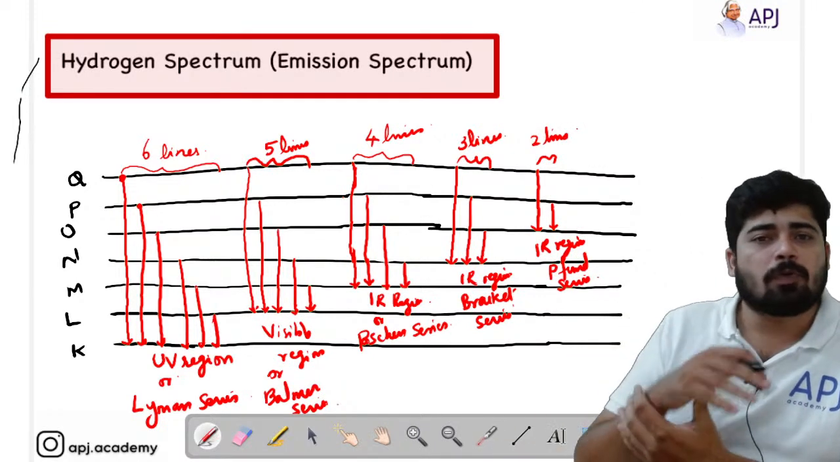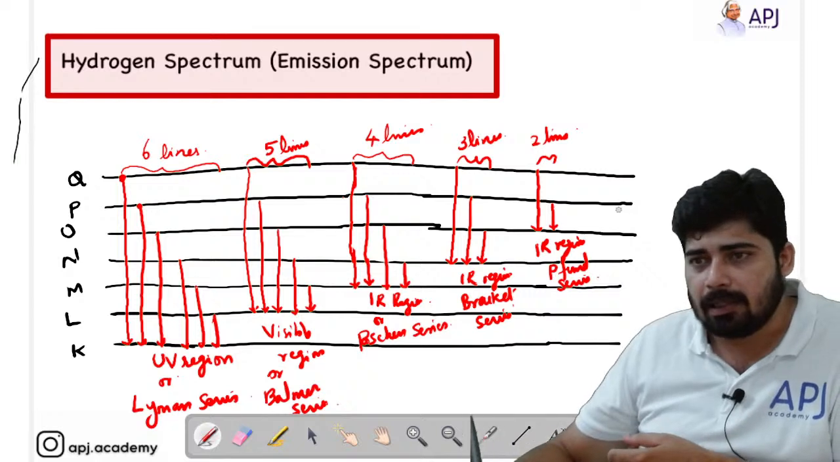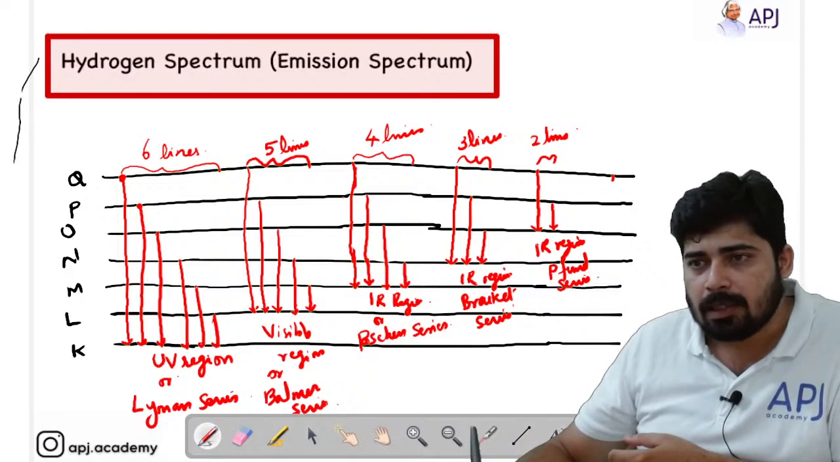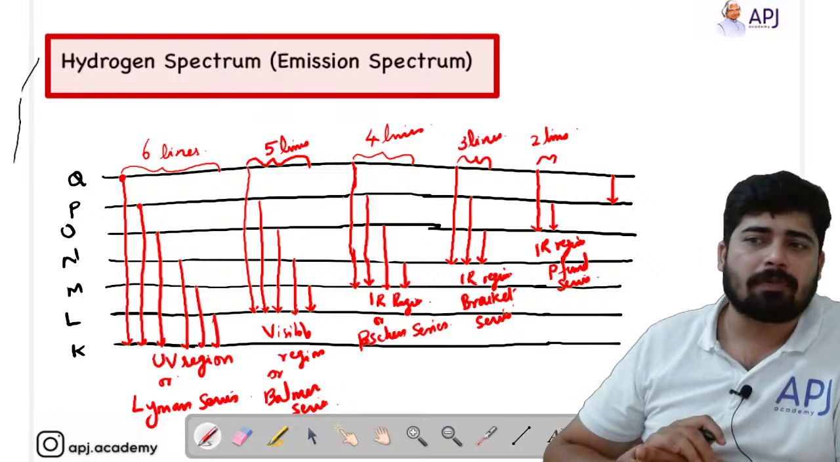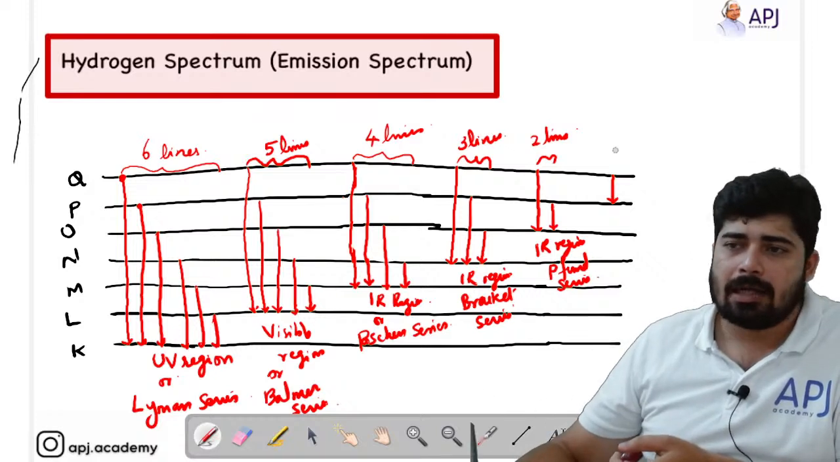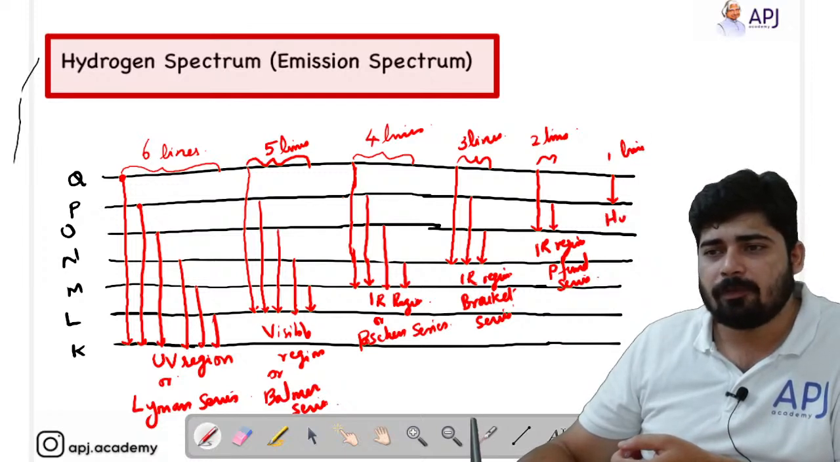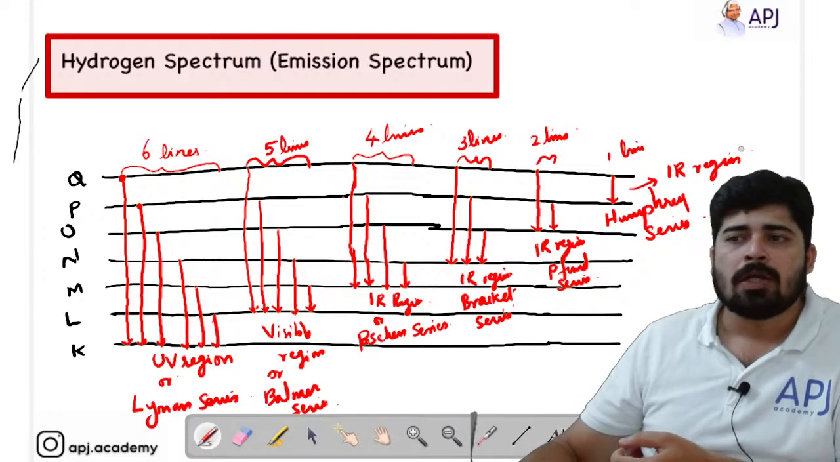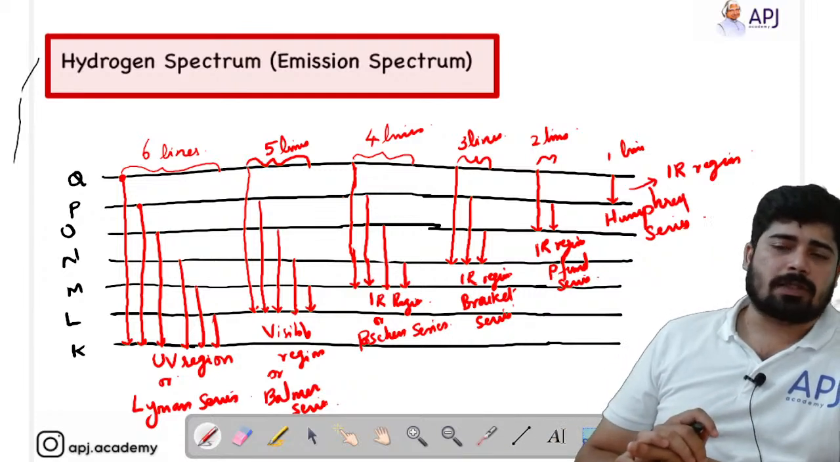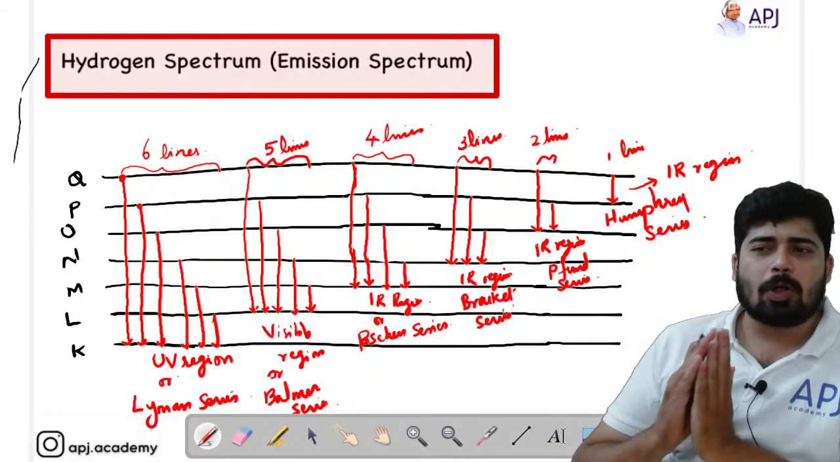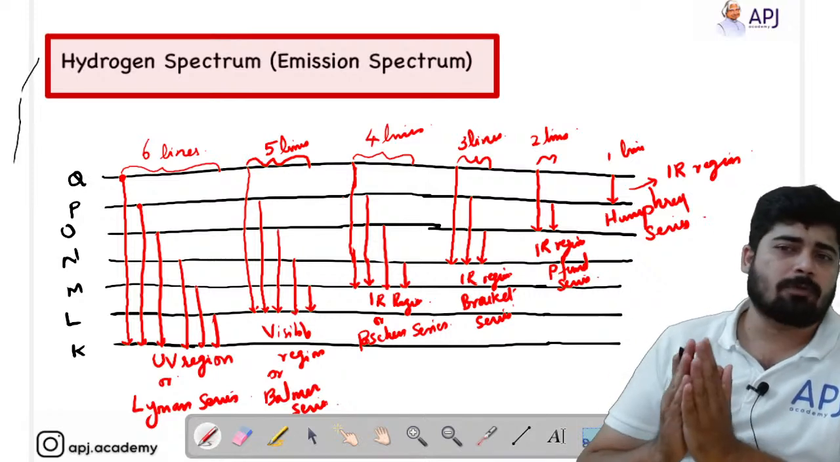Now I am going to give you one more which is not mentioned in NCERT, that is called the Humphreys series. That is just the electron jumping to the 6th shell, and only one line is possible there. This series is called the Humphreys series, and this line is also from the infrared region. So this is all about the emission spectrum. Hope this is clear. There is a lot of data, so this is what you have to understand.